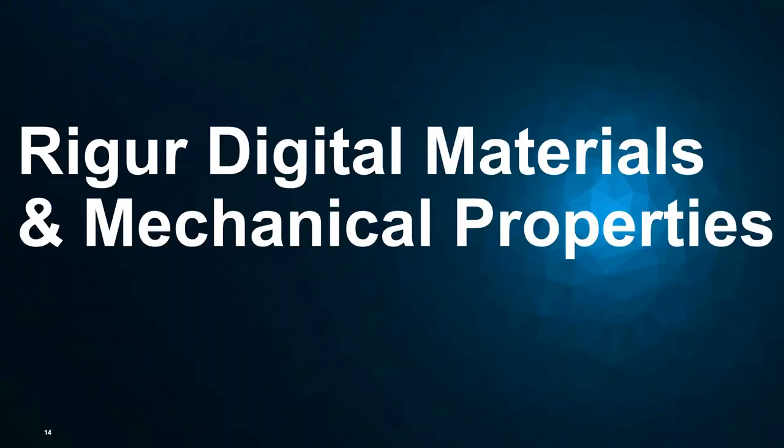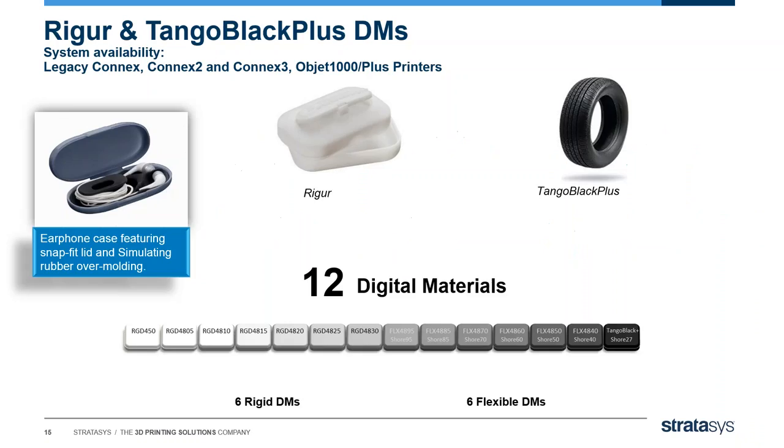So the next picture is talking about Rigor material and the digital materials using Rigor and its mechanical properties. As you already know, and Rigor is following the same rule, you can print wonderful digital material parts by using Rigor as primary or secondary material in combination with Tango Black Plus and Tango Plus. Here you see there are 12 additional digital materials between the native RGD 450, which is Rigor, and Tango Black Plus with Shore 27. You have six rigid digital materials, and we can produce six flexible digital materials out of these two materials.